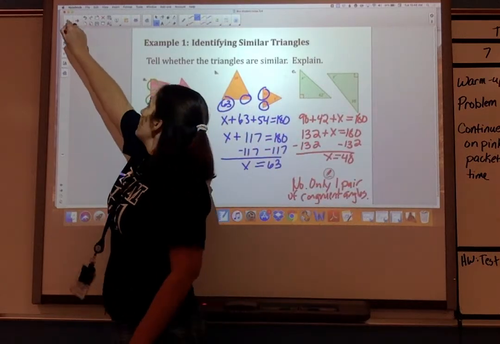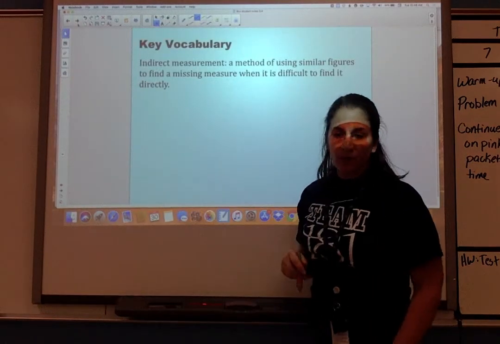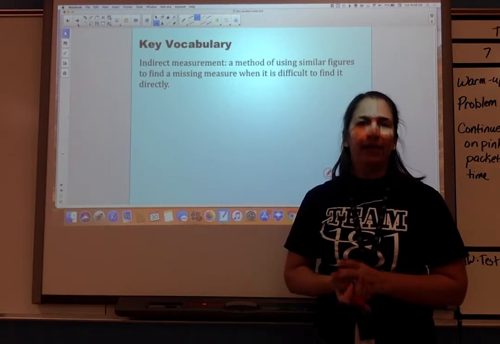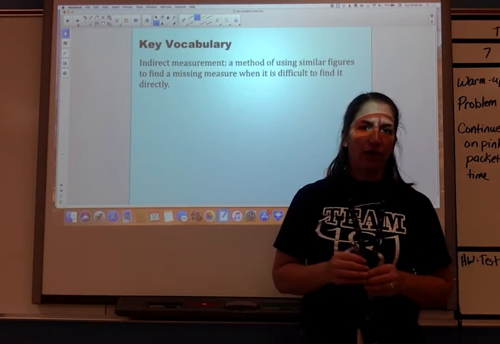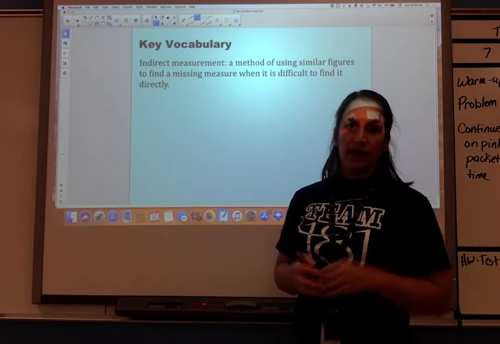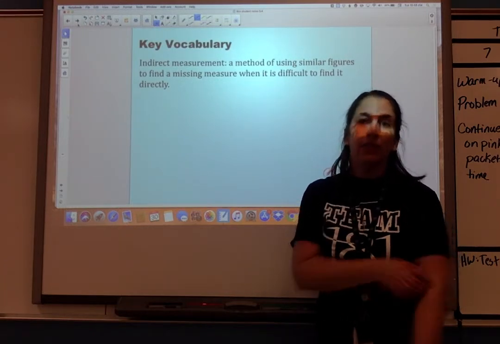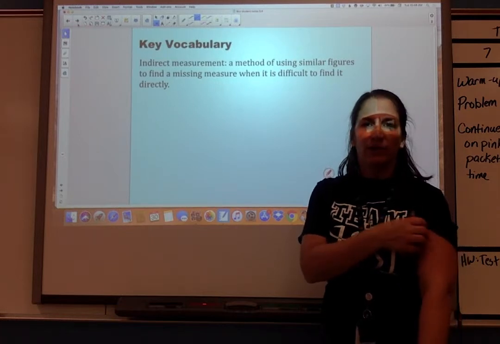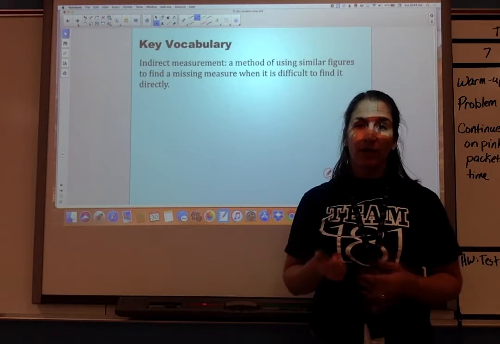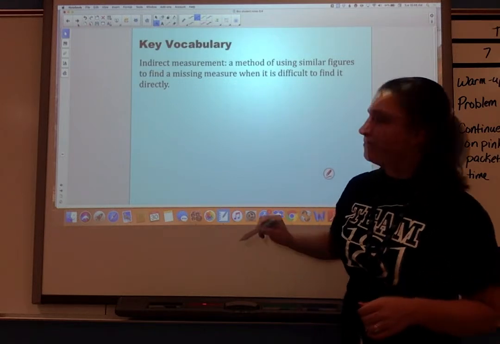Okay, let's look at our next example, or a little key vocabulary first. Indirect measurement is a method of using similar triangles to find a missing measure when it is difficult to find it directly. So the key here is we do need to have similar figures. In this case, we'll have some triangles in order for this to work. So we have to prove that they're similar, and then we can use indirect measurement.